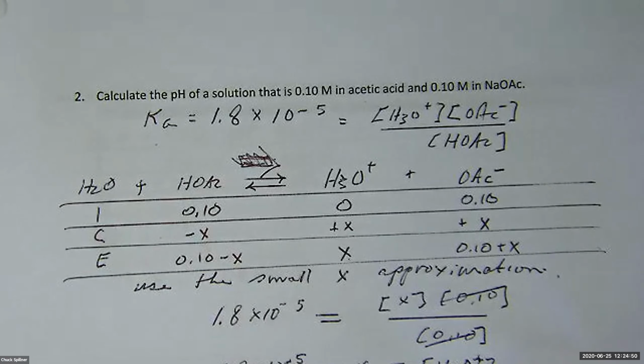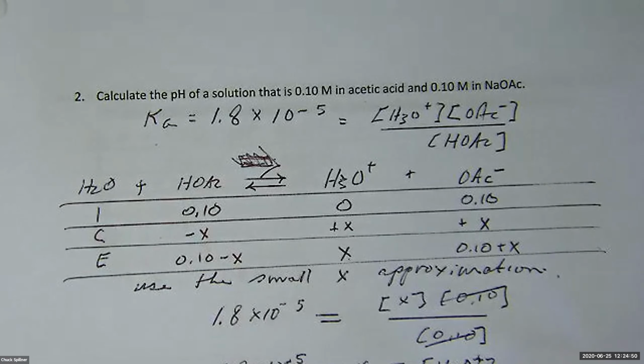In our small x approximation, we neglect these x's. Those are the ones we do away with. So we end up with 1.8 times 10 to the minus 5 equals x times 0.1 over 0.1. Well, the 0.1's cancel, so x is going to equal 1.8 times 10 to the minus 5. That's our hydronium ion concentration. So our pH is going to be 4.74.